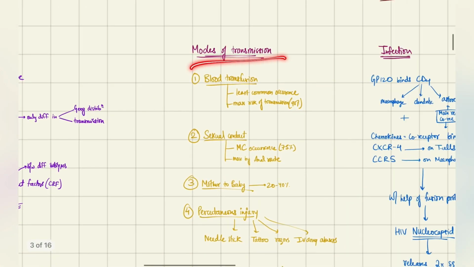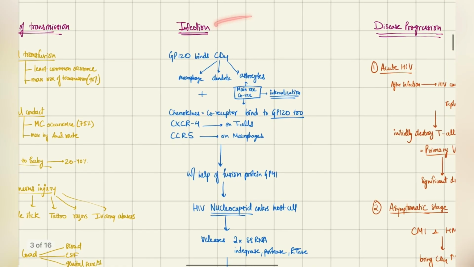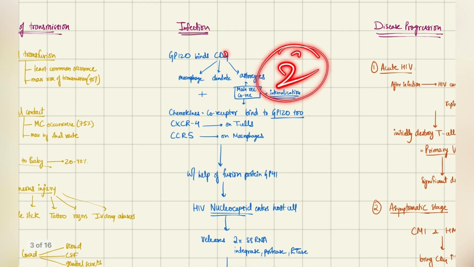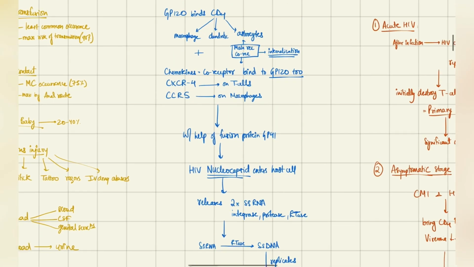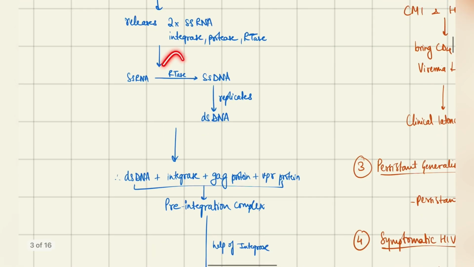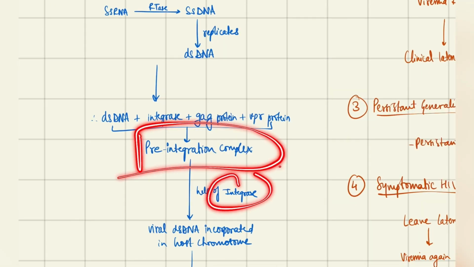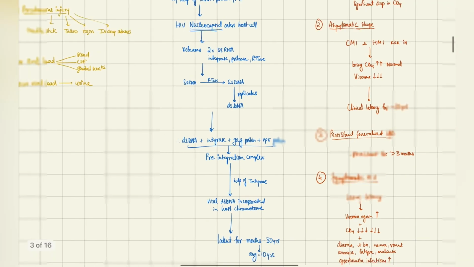Then modes of transmission were blood transfusion, sexual contact, vertical transmission, and percutaneous injury. Finally, infection was how 2 receptors were needed: GP120 binding to CD4 and GP120 binding to chemokines. Then internalization with the help of GP41. Nucleocapsid enters. Then there is reverse transcriptase, which helps the single-stranded RNA convert into double-stranded DNA. Then formation of a pre-integration complex with the help of integrase, incorporated in host chromosome.